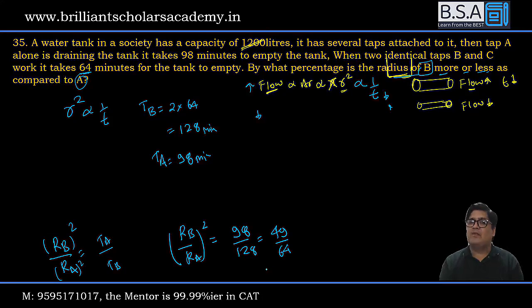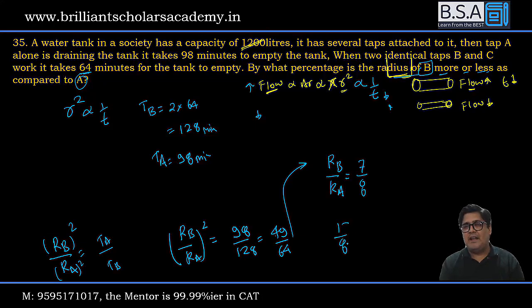49 by 64. Now 49 is a square of 7. 64 is a square of 8. So this will lead to radius of B upon radius of A as 7 by 8. What is the numerator? The numerator is 1 less. 1 less on 8. So 12.5% less. That was the question. Radius of B is 12.5% less than it. That was the question.